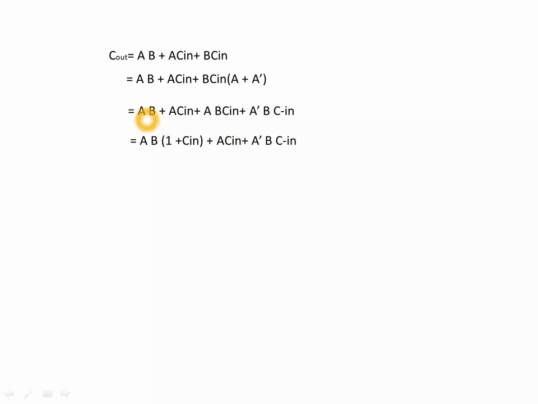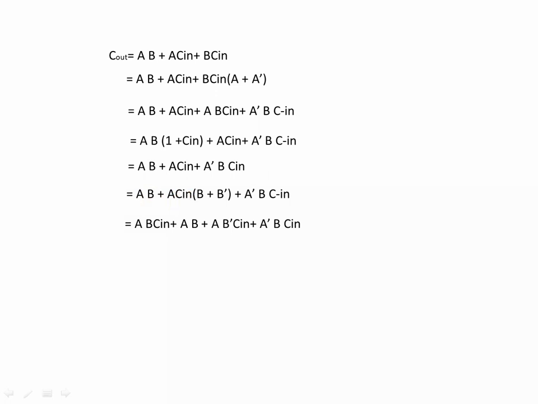And we take AB as common. Then here 1 plus Cin, plus ACin, plus A bar BCin. 1 plus Cin, 1 plus any variable, equals 1. So we can write it as AB plus ACin plus A bar BCin. Here we multiply ACin by B plus B dash. Then it will be AB plus ABCin plus AB dash Cin plus A dash BCin.